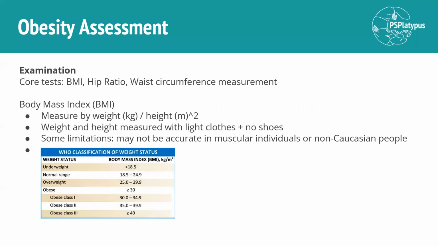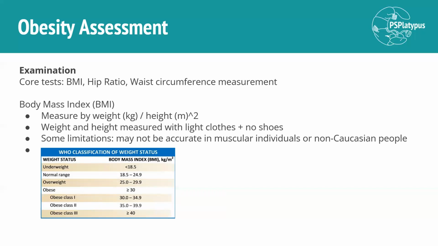In terms of examination, there's 3 core tests we want to focus on: the BMI, the hip ratio, and the waist circumference measurement. So the BMI, or body mass index, is a measure which is the person's weight in kilograms divided by their height squared in meters. Weight and height are measured with light clothing and no shoes.